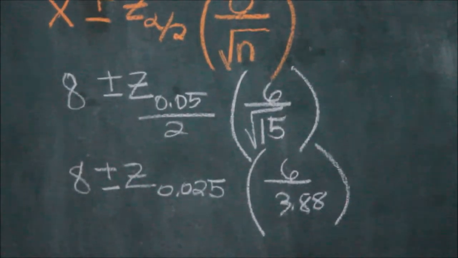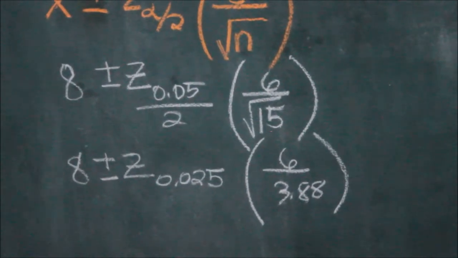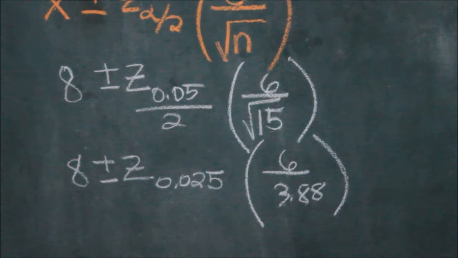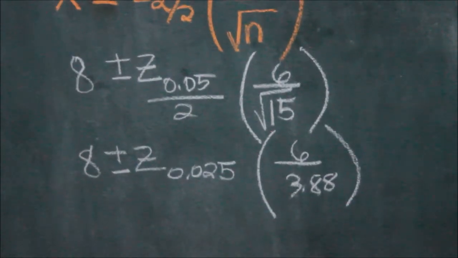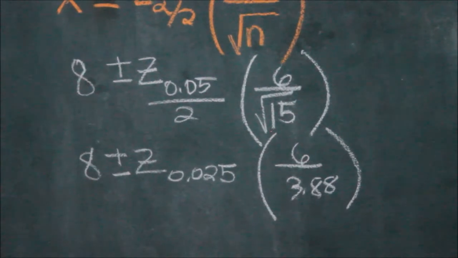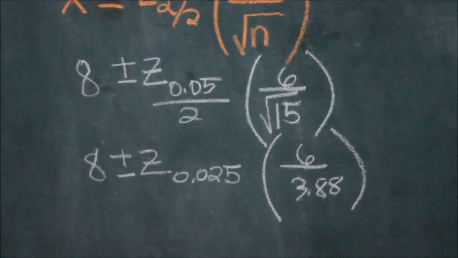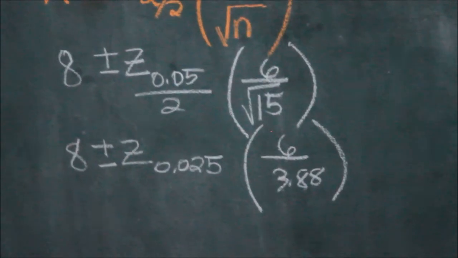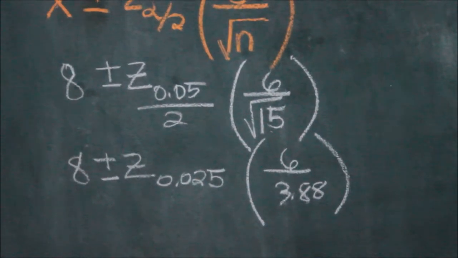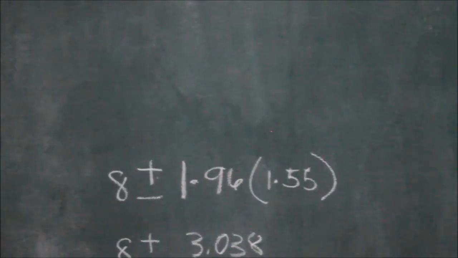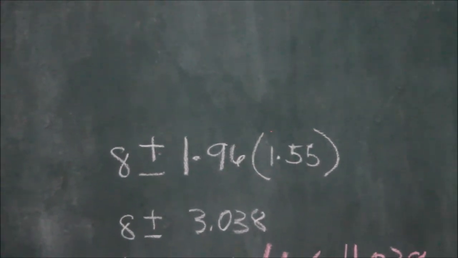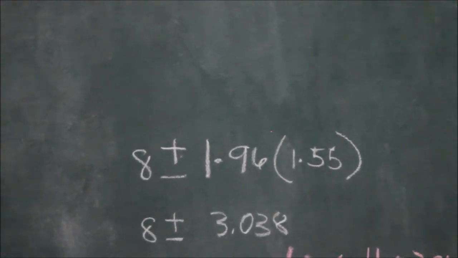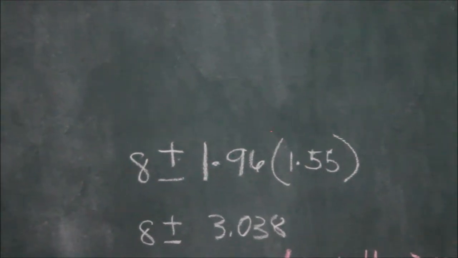Simply substitute. For the z-score, 0.025 has been equated from the 0.05 divided by 2. You look for the equivalent of 0.025 on the table. And then we have found out that 0.025 is equal to 1.96. Substitute again. 8 plus minus 1.96 multiplied by 1.55.